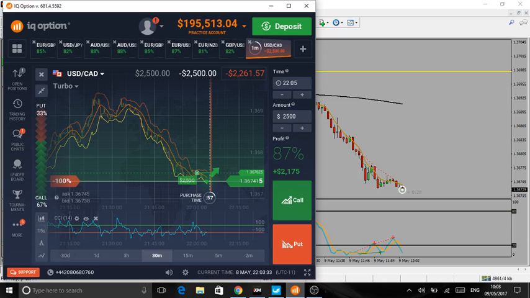IQ Option has this sell feature. This is a sell feature right here. You can just click here, it sells the trade for you. So if I was to sell the trade now, I would lose 3,200 or something like that, right? At the previous trade you just saw that I just closed right now. I invested 250. I only lost about 2,244 and 28 dollars and 38 cents.